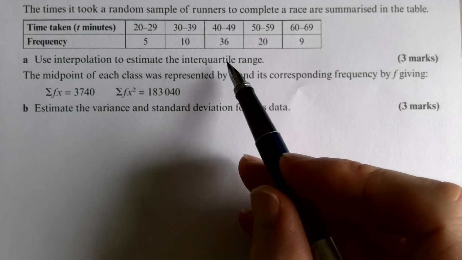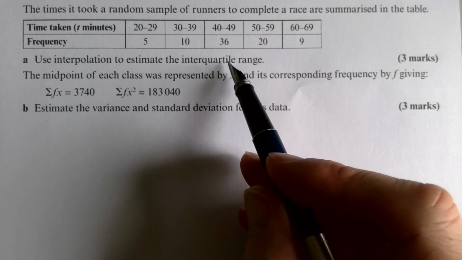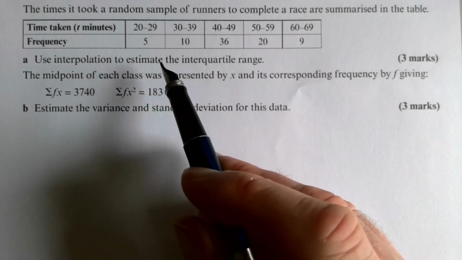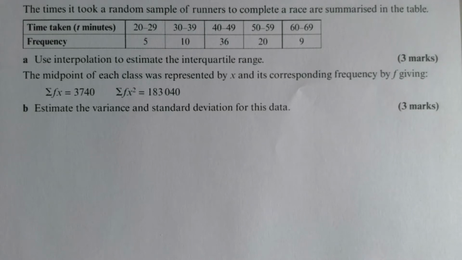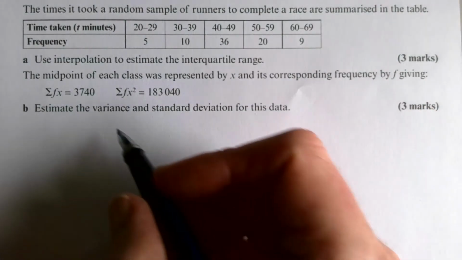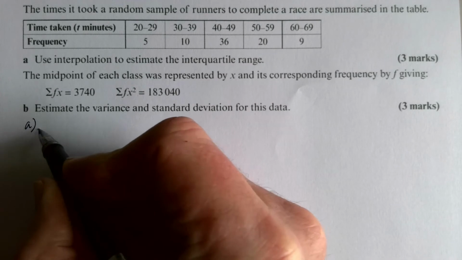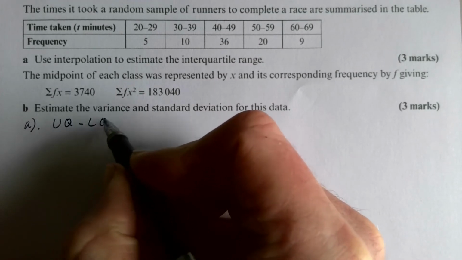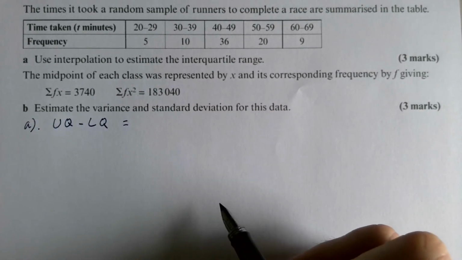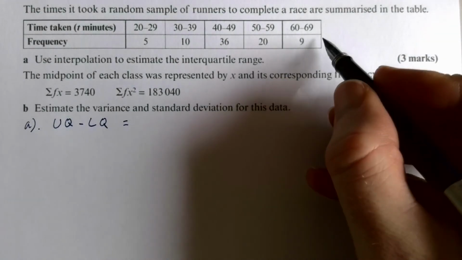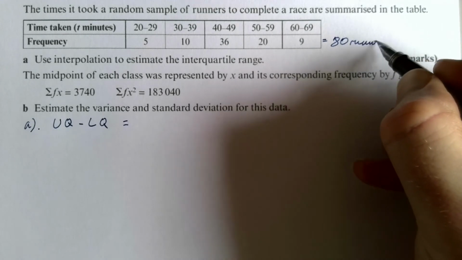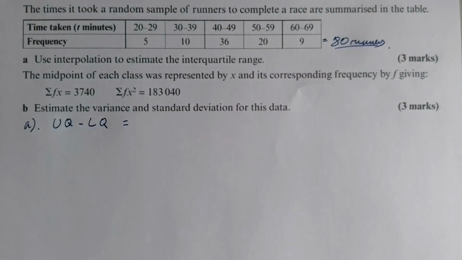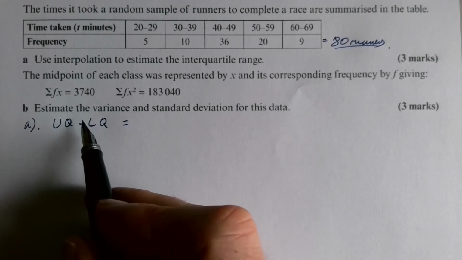You need to find the interquartile range, so you need to find an estimate for the upper quartile and one for the lower quartile, and take one from the other. So for the upper quartile, first of all, if you add up all your frequencies, you get 80 runners all together. We want the upper quartile at 3/4 of that, so that'll be the 60th runner.